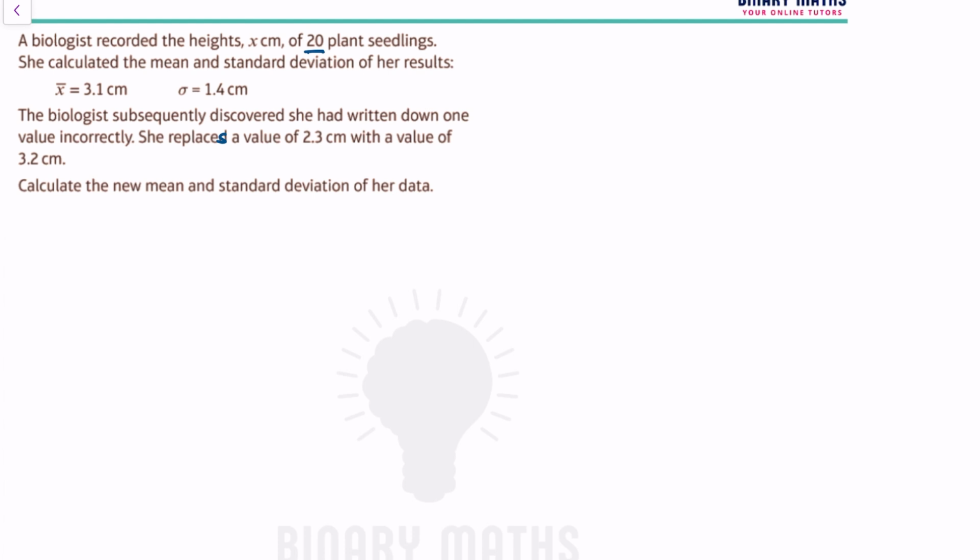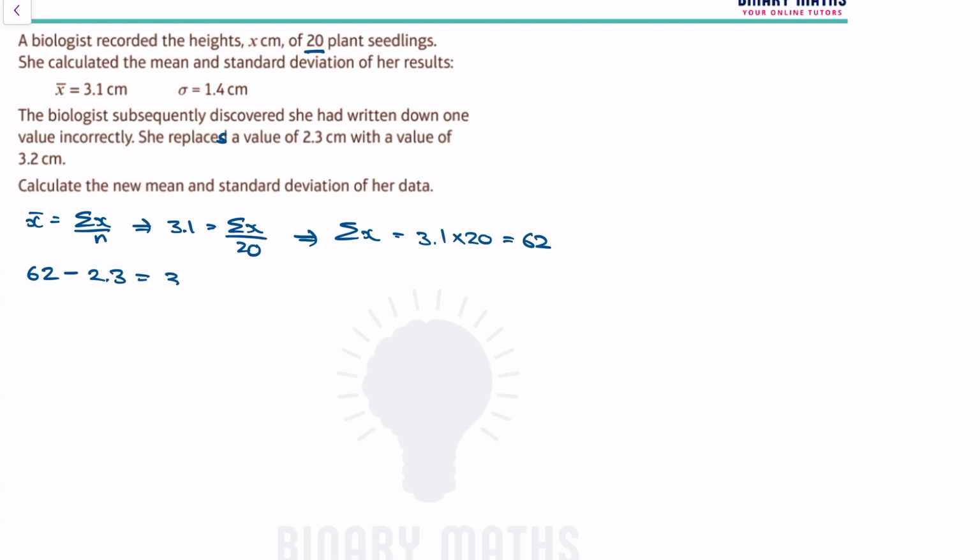So before we can do anything, we need to work out the new sum of x and the new sum of x squared. So x bar is equal to sum of x over n, which implies 3.1 is equal to sum of x over 20. Which means before, sum of x will be equal to 3.1 times 20, which is equal to 62. So the original sum of x is 62. But obviously, the biologist made a mistake. So 62, because she's replaced a value of 2.3 with 3.2, you should take away 2.3 plus 3.2, which is equal to 62.9. Now this is equal to the new sum of x.